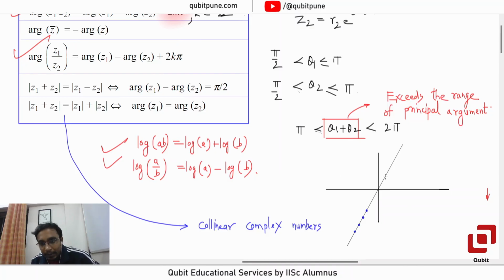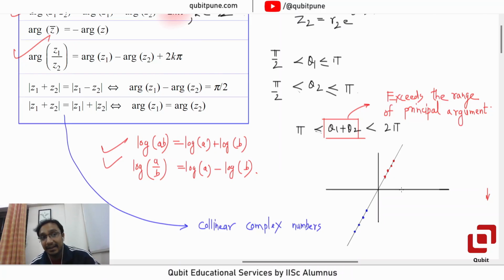And all points on the same line in the first quadrant have a positive and acute argument. Okay, that's fine. Mod of Z1 plus Z2 equal to mod Z1 plus mod Z2 implies argument of Z1 equal to argument of Z2. But mod of Z1 plus Z2 equal to mod of Z1 minus Z2 implies that they are perpendicular.